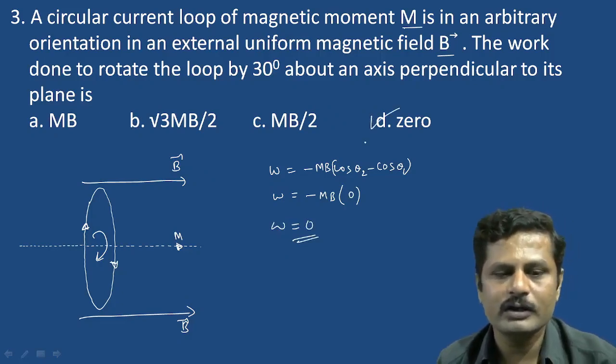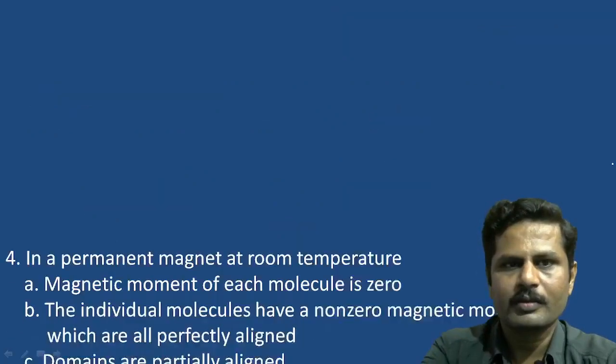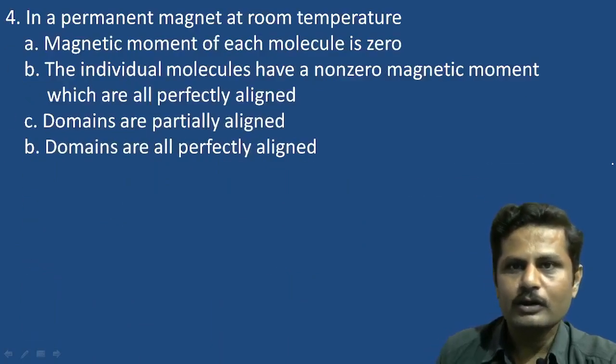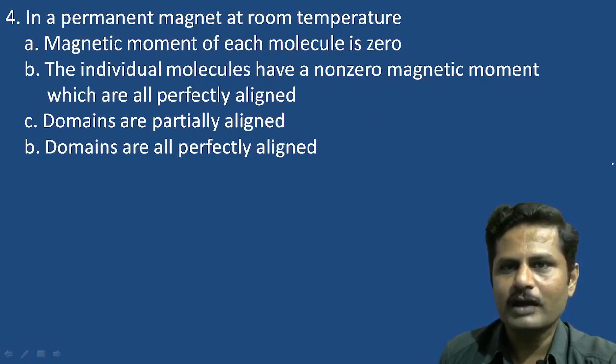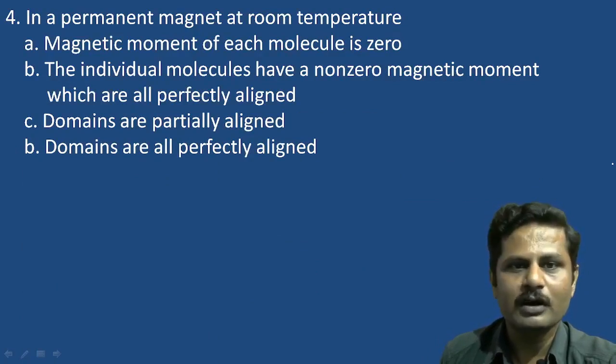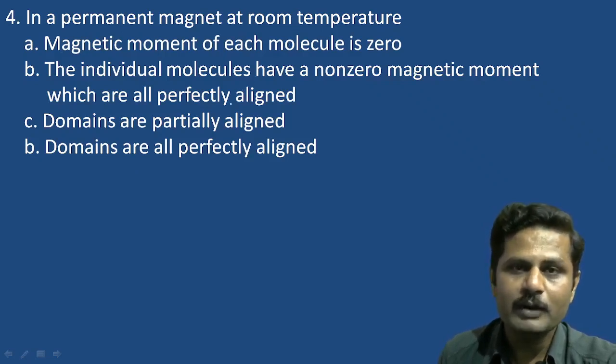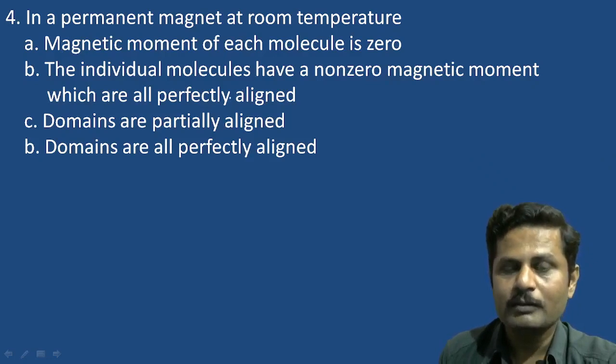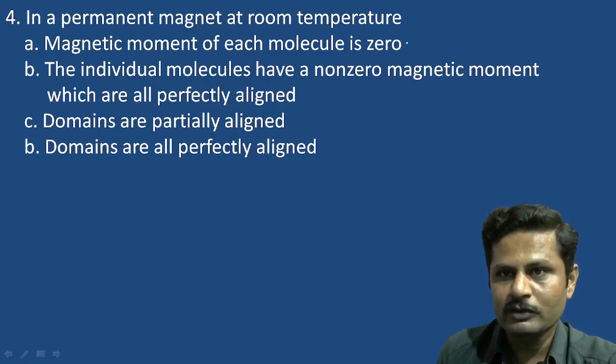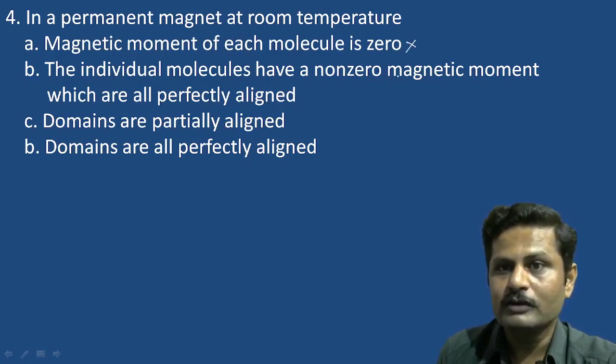Let's have a look at the next question. In a permanent magnet at room temperature, the magnetic moment of each molecule is 0; the individual molecules have a non-zero magnetic moment which are all perfectly aligned; domains are partially aligned; domains are all perfectly aligned. As we all know, a permanent magnet at room temperature retains a ferromagnetic property and always possesses a magnetic moment. So the magnetic moment of each molecule is 0 is not correct, because it always possesses a magnetic moment that is not equal to 0.